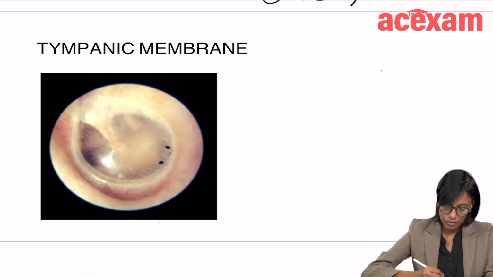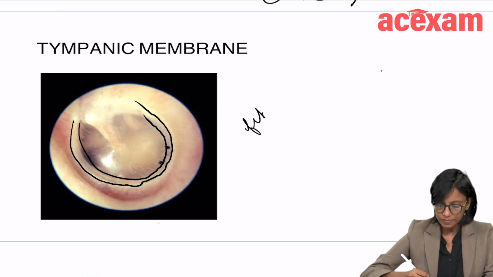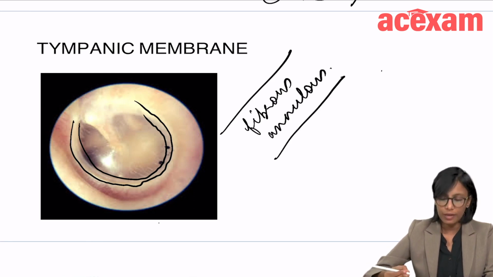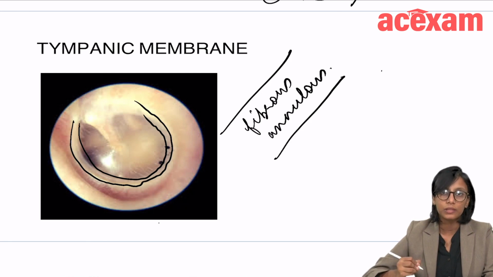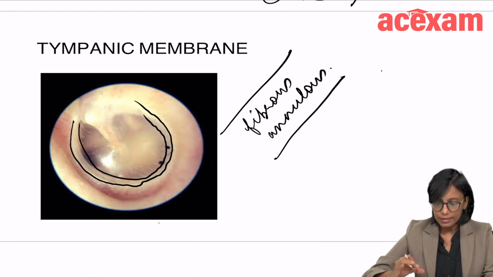Then you see there is a white condensation here. This condensation, this ring, is the fibrous annulus. The condensation of the middle layer or the fibrous layer is the fibrous annulus. So what happens? The tympanic membrane is attached to the external auditory canal, and the annulus of the external auditory canal is the bony annulus, and it gets attached with it by the fibrous annulus.